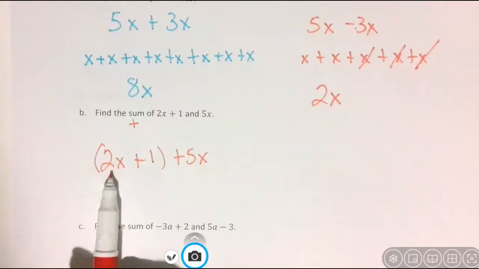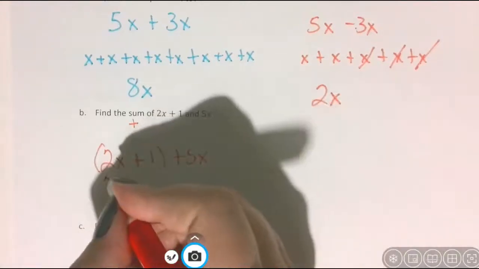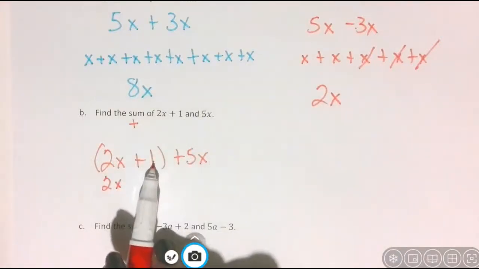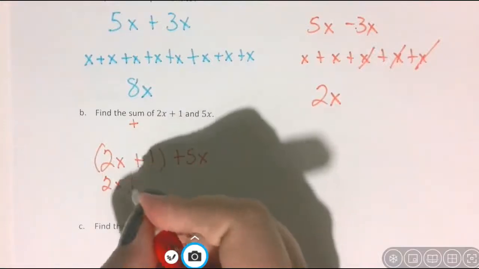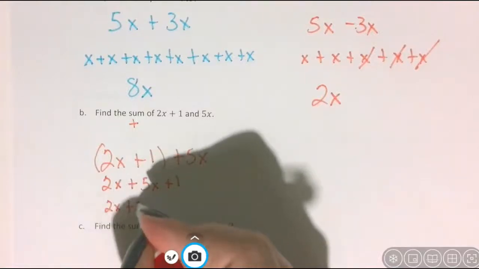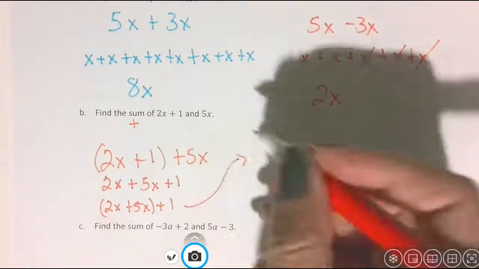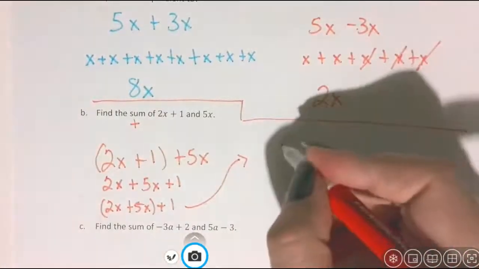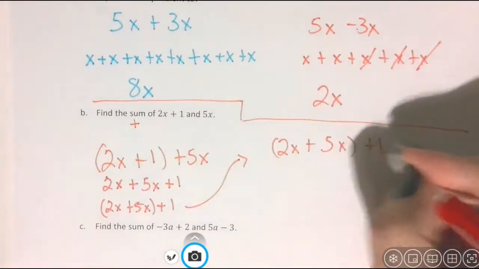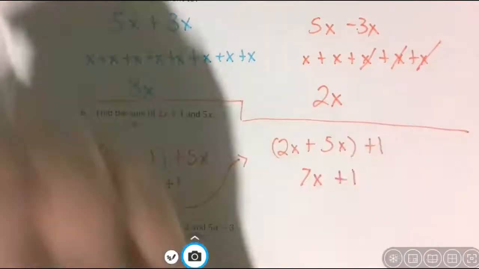I'm going to put the 2x and 5x together. So in order to do that, I'm going to use a variety of steps. First, I'm going to switch the order of the 1 and the 5x, and that's using the commutative property. Then I'm going to group these together. So that's the associative property. Let me separate this out. And I'm just copying this over because I ran out of room there. So if I have 2 x's and 5 x's, that's a total of 7 x's plus 1.